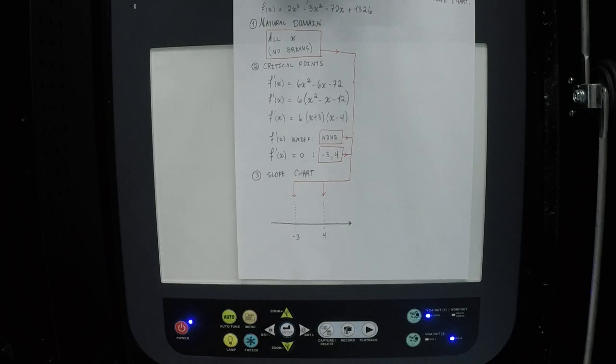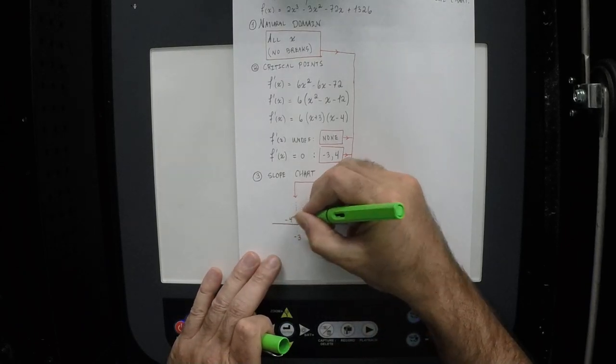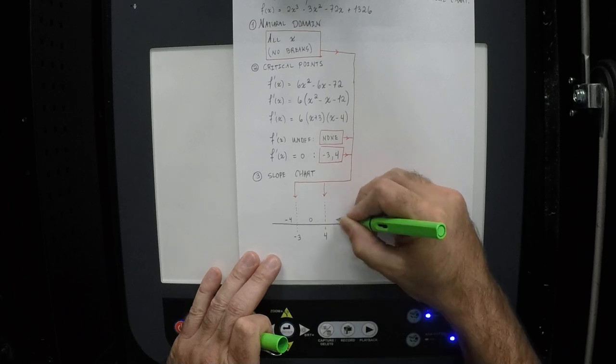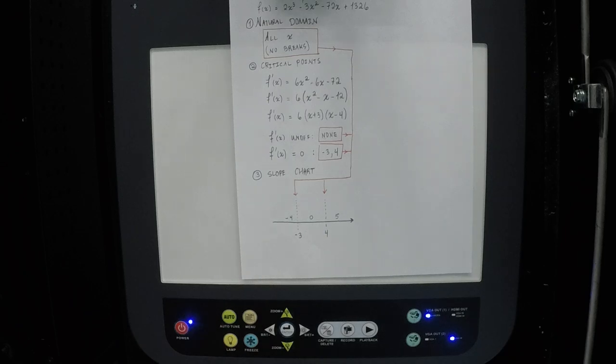Now what do we do? Right, sample some points. So how about negative 4, 0, and 5? Okay, you could have chosen different points. These ones will work fine. What do we do with those? Plug them into what? The derivative.